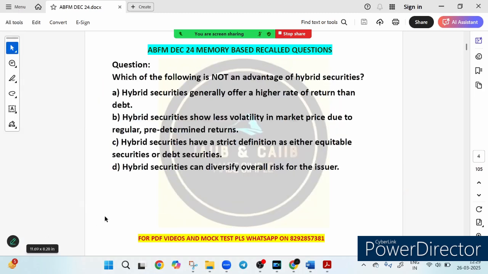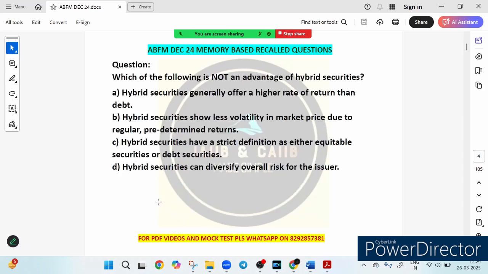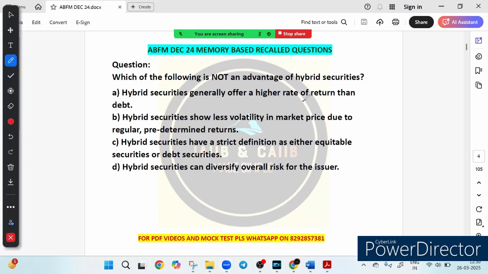Now let's see the next question that was asked. As you can see, friends, the next question asked in the December examination is about hybrid securities. Which of the following is not an advantage of hybrid securities? Option A: hybrid securities generally offer a higher rate of return than debt. Option B: hybrid securities show less volatility in market price due to regular predetermined returns.